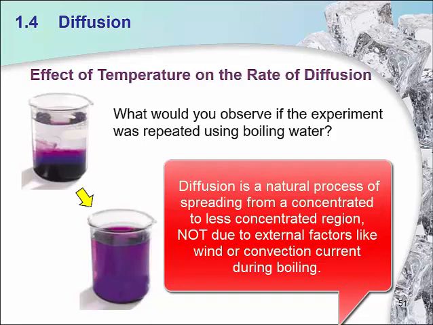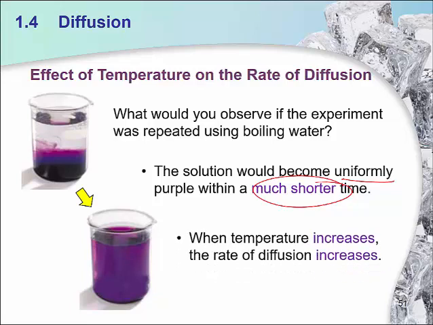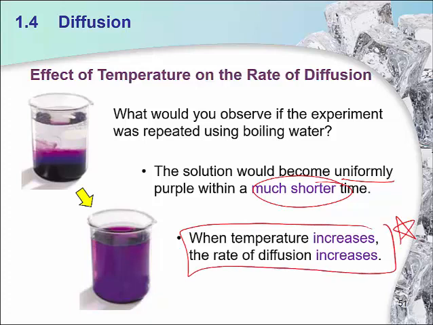So if the water is already hot and you introduce a crystal inside, what happened? The solution will actually become uniformly purple in a much shorter time. So what does it tell you when the spreading becomes faster, diffusion becomes faster? The conclusion is, of course, when temperature increases, the rate of diffusion increases. So this is the second factor you need to remember. As temperature is higher, the rate of diffusion increases.